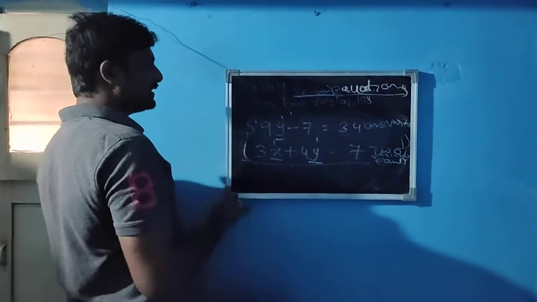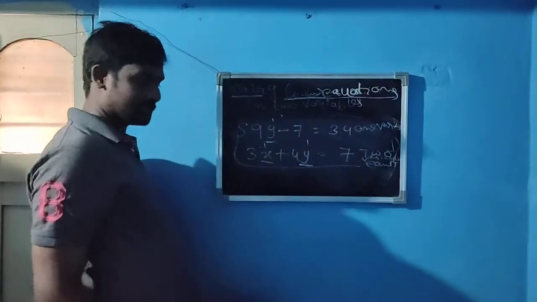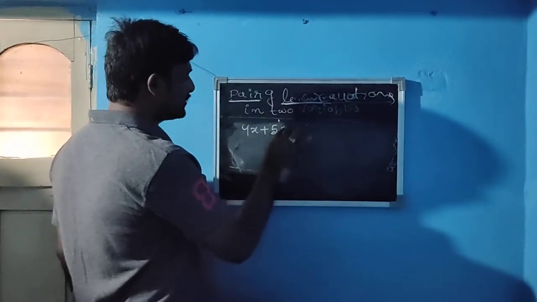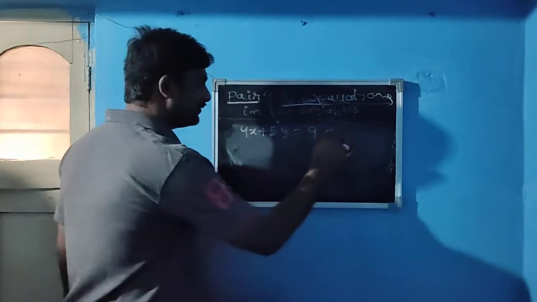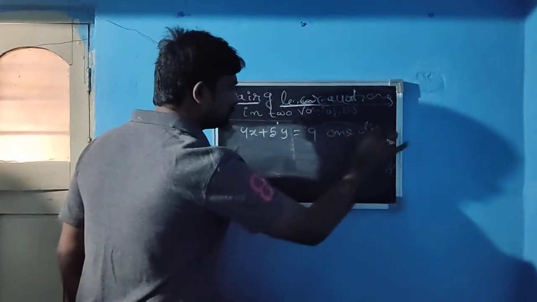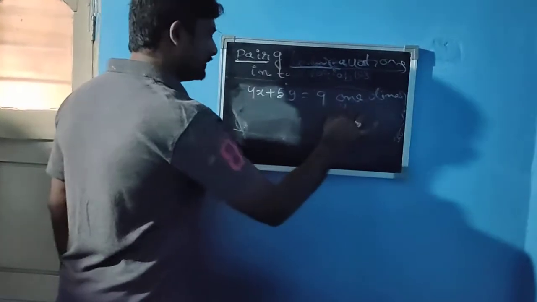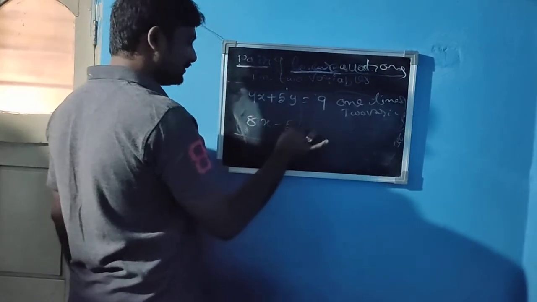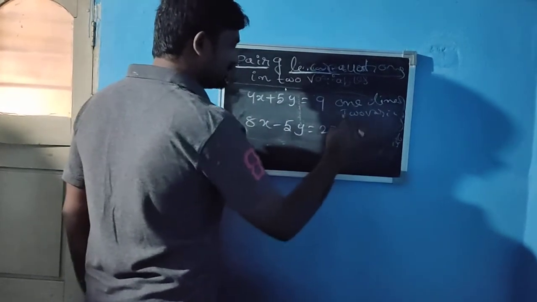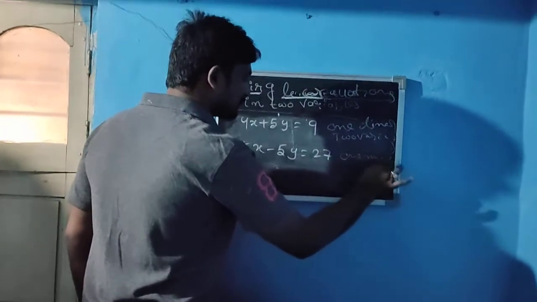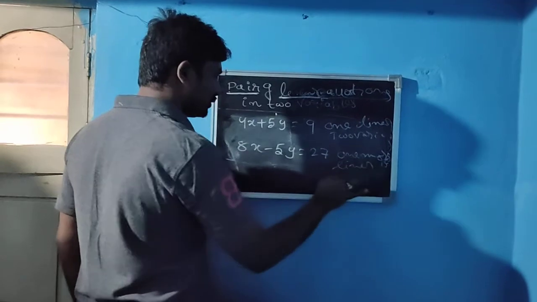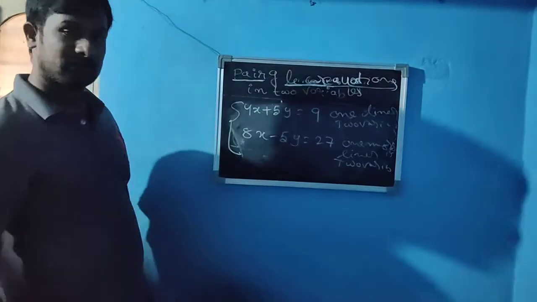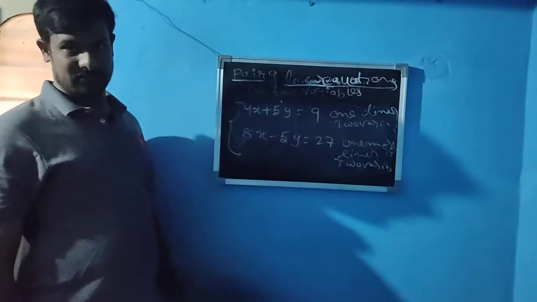So now we discuss pair of linear equations. In this pair of linear equations, suppose 4x plus 5y is equal to 9. It is one linear equation in two variables. Suppose 8x minus 5y is equal to 27. So one more linear equation in two variables. These two are called linear equations in two variables.